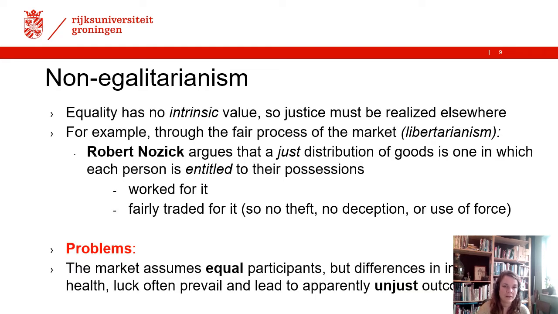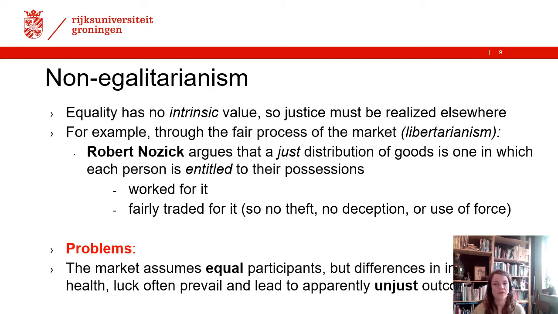So a position that sort of aligns with this intuition is that of non-egalitarianism. And I already mentioned this very briefly to you at the beginning of this lecture, that opposed to egalitarianism, we have the position of non-egalitarianism, which claims that equality has no intrinsic value. So this means that for a non-egalitarian, outcomes do not necessarily have to be equal, so justice has to be realized elsewhere. So for example, through the process, a fair process of the market, which we also call libertarianism.